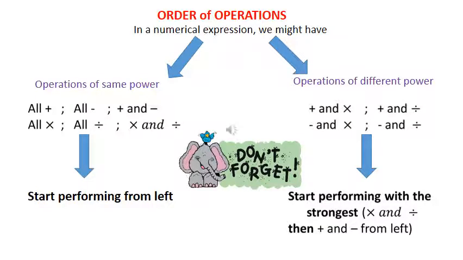In order of operations, we might have operations of the same power, which means they are all plus, so all the numbers are added, or all of them are subtracted from each other. Even if we have plus and minus together, they are of the same power. Also, if all of them are multiplied by each other, all of them are divided, or even multiplied and divided at the same time. Also, we might have operations of different power, like if we have addition and multiplication, or subtraction and division. In every case, we are going to do different things.